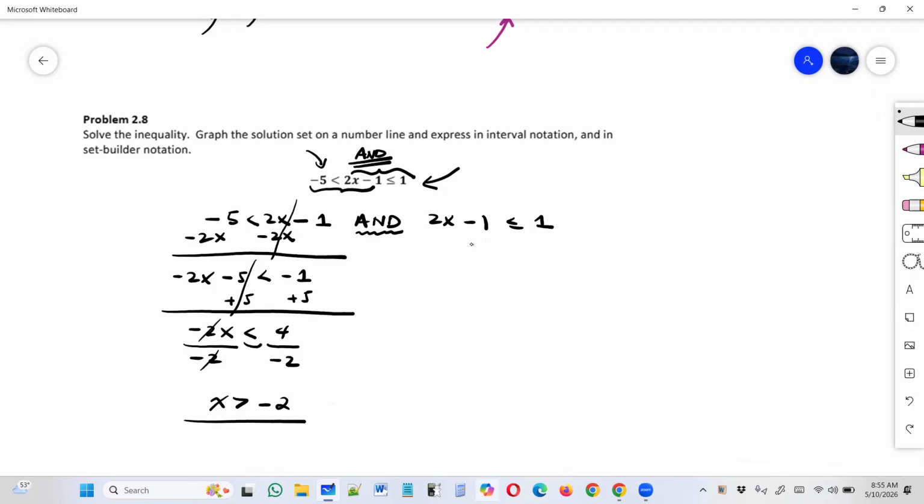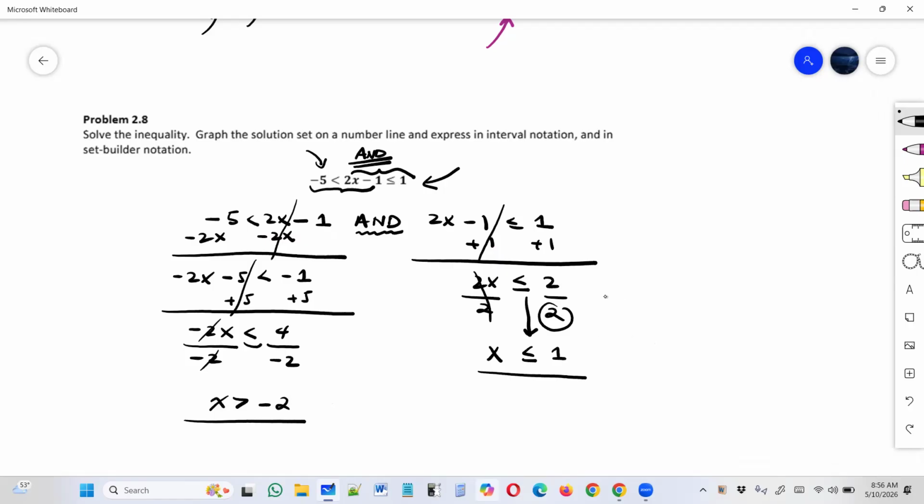Let's solve the next one. So isolate the variable, right? Get rid of the number 1. Divide by 2. Now we're dividing by a positive number, so the inequality does not change, right? It did not change because I am dividing by a positive number. So I have the two answers right here.